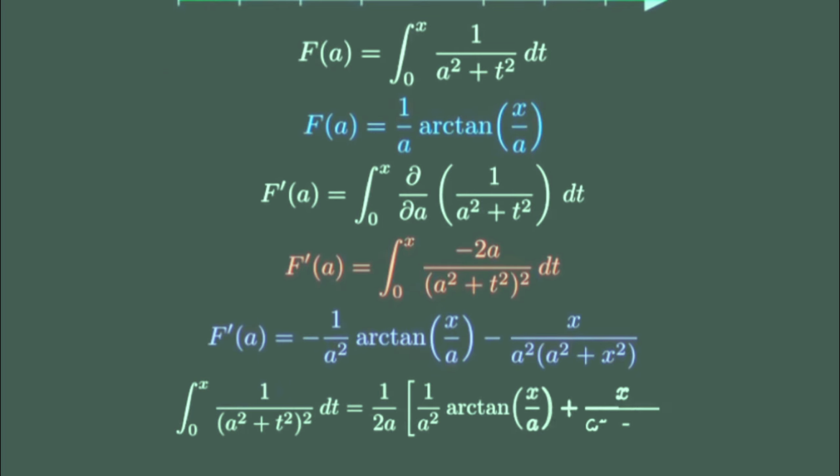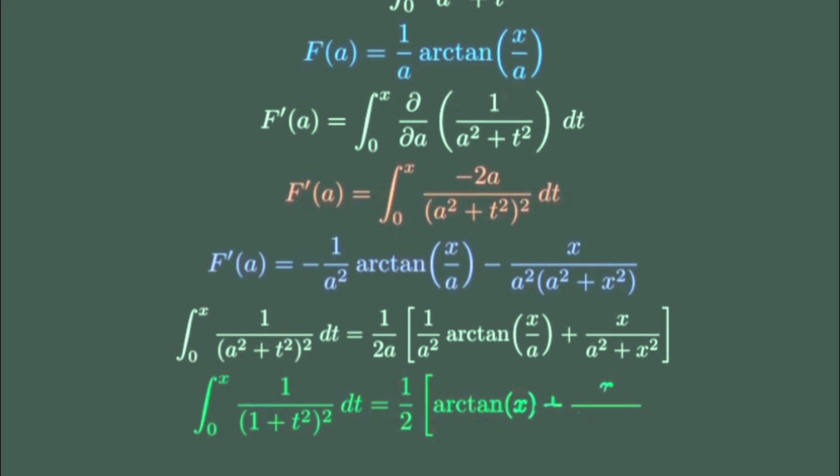Now, we match the two expressions for f prime of a. This lets us solve for the integral of 1 over the quantity a squared plus t squared, all squared. Divide both sides by negative 2a, and the integral becomes 1 over 2 times the quantity 1 over a squared arctangent of x over a, plus x over a squared plus x squared.